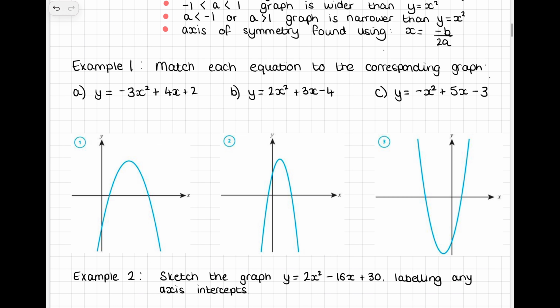So first we'll match each equation to the corresponding graph. We have 3 equations and 3 graphs, and we just want to find out which one is which. So let's start with A. We have y equals negative 3x squared plus 4x plus 2.